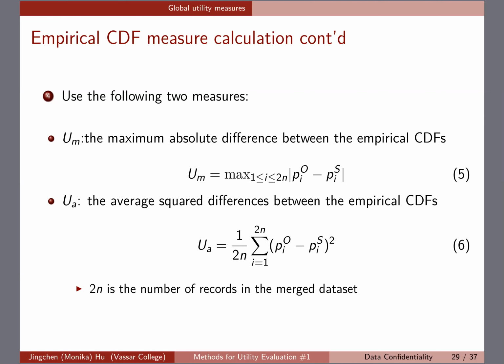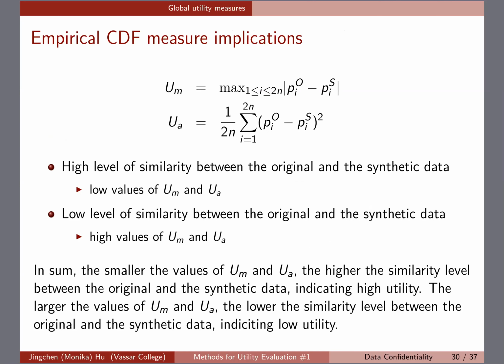So these are mathematical expressions. Once we get into our code, it will be more straightforward. Again, for both of them, if you have high level utility, then your UM and UA, so UM is the maximum, UA is the average, both of them should be low. Okay? If you have low utility, or I should say low level of similarity between the two data sets, then you're going to have high values of UM and UA indicating low level of utility. Okay? So that's the logic.